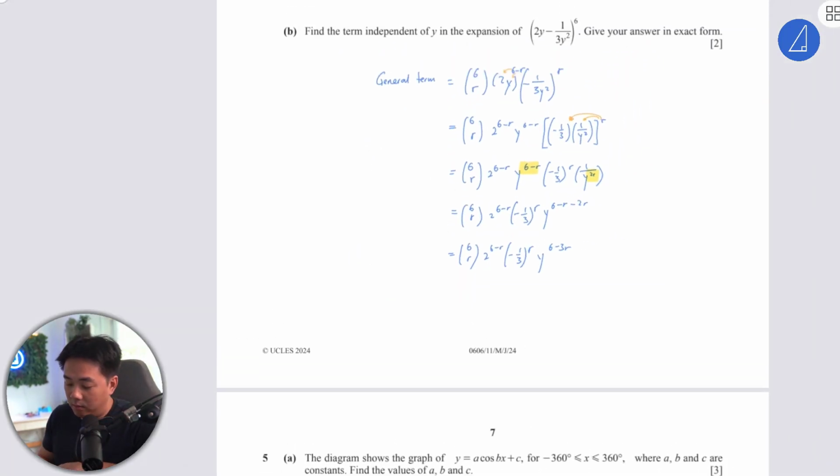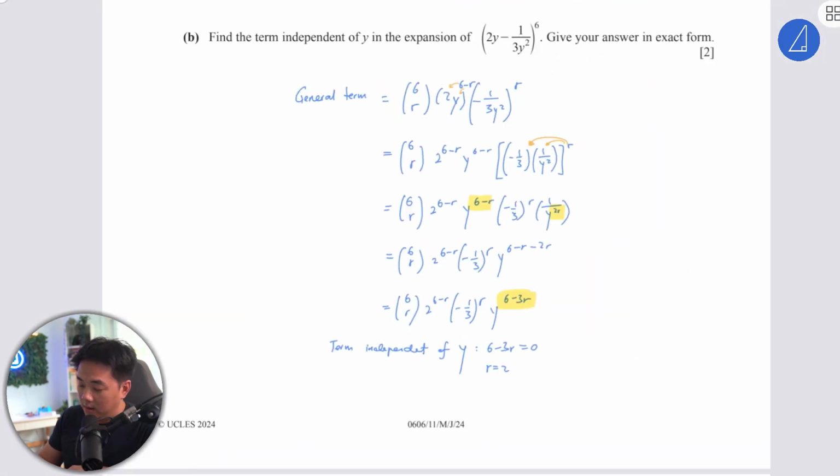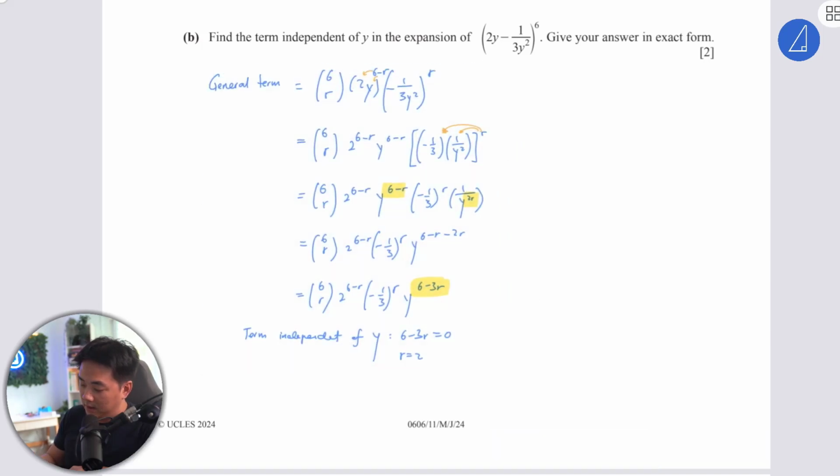The term independent of y happens when 6 minus 3r gives us 0. When the power here is 0, y to the power of 0 is just 1, so r is just 2. Okay, just do that. Then the term independent of y will just be, we just replace it into this.